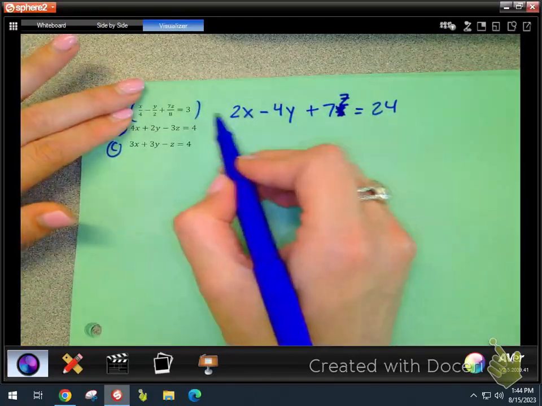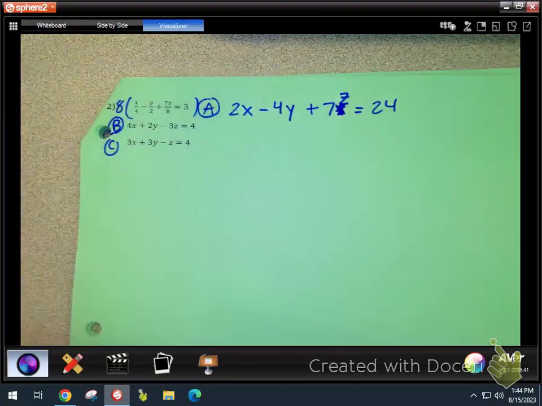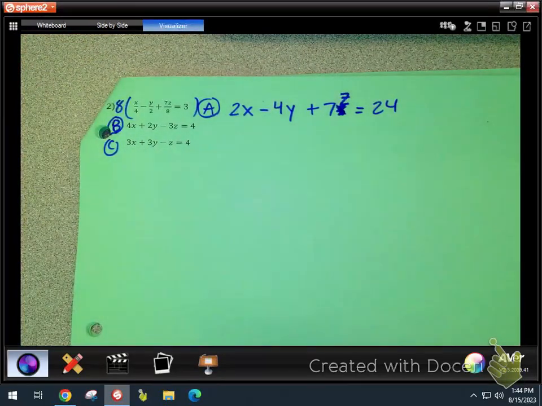So here is our equation A. All right? So expect to see something where you kind of have to manipulate it. Make sure everything's in order. X is first. Y is second. Z is third. Constants are at the end. Okay?